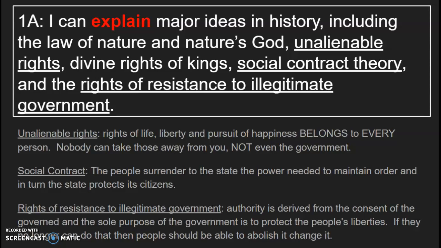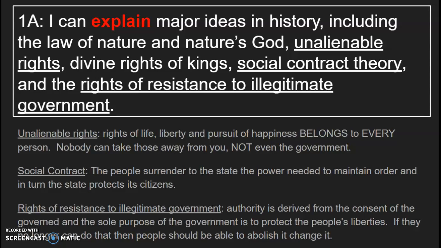We are going to go over unalienable rights, the social contract theory, rights of resistance to illegitimate government, and you should be able to explain how these ideas are reflected in the U.S. government today. So the first one is unalienable rights.